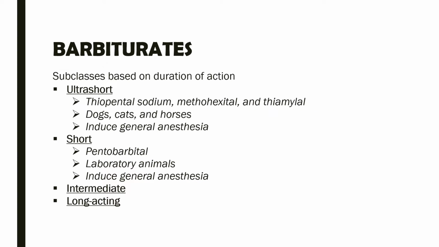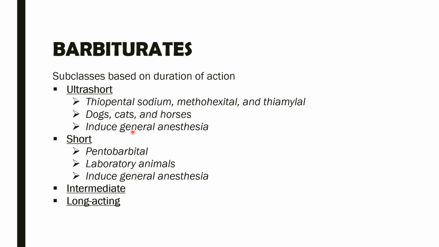So we'll start with the barbiturates. The barbiturates can be classified according to their duration of action. We start with the ultra short acting barbiturates. Under this, we have thiopental, methohexital, and thiamylal. They are used for dogs, cats, and horses to induce general anesthesia.